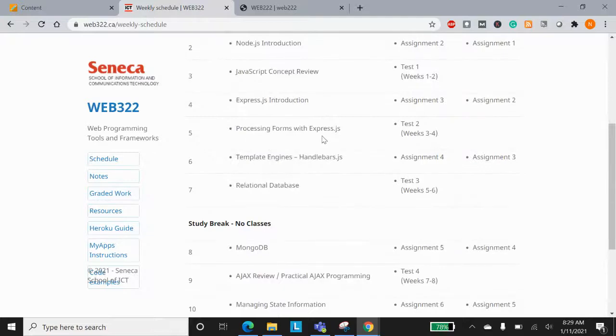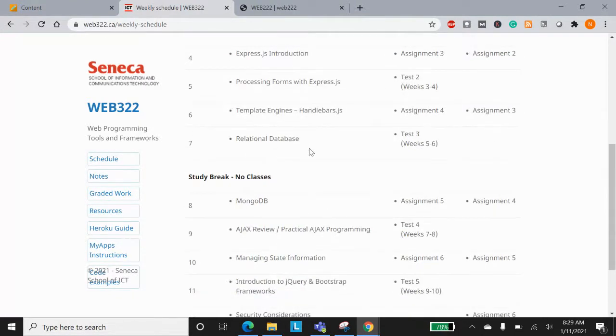And then forms, processing forms, which is a very important part when you talk about web applications and websites. You know that forms play a very important role, and you have to be very comfortable with them. So we'll be working with forms in Express.js, and seeing how we can effectively utilize them. Then template engines. This is something very interesting and important that we'll be discussing in our week 6.